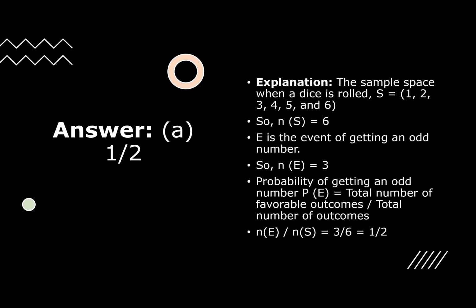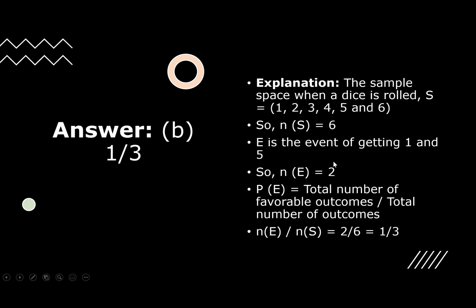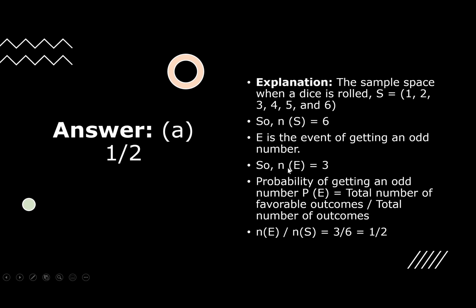Yes. The explanation is this. The sample space of the dice is 6. The event of getting an odd number was 3. Probability of getting an odd number is equal to the total number of favorable outcomes divided by the total number of outcomes. So it is 1 by 2.